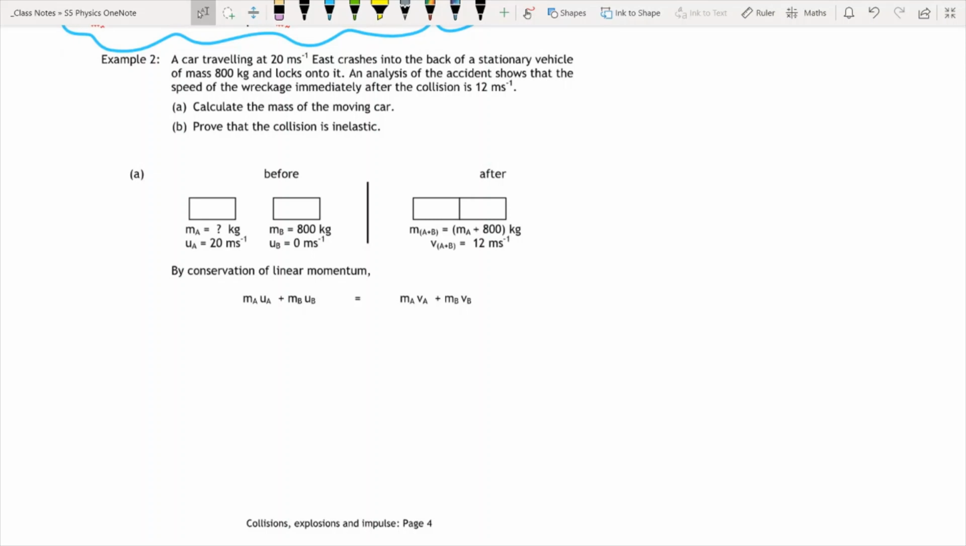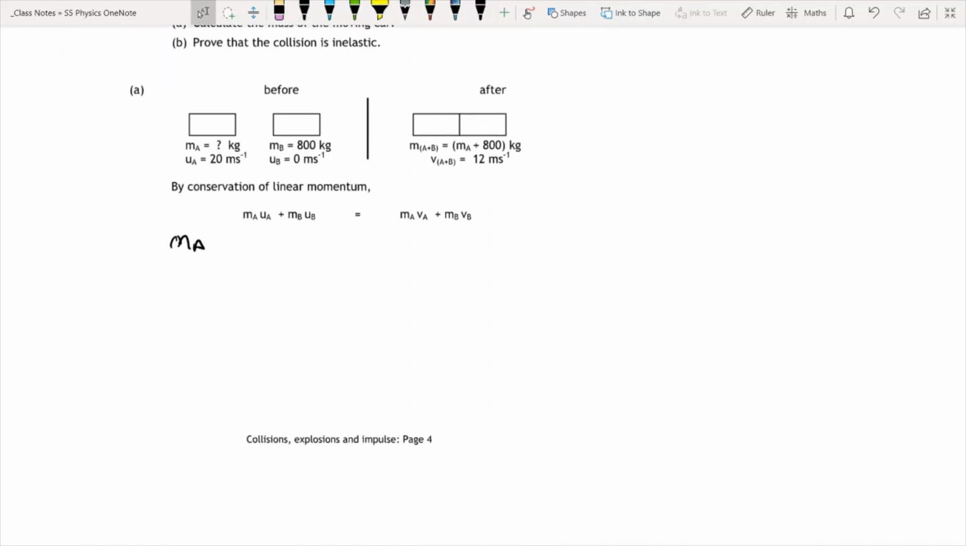So we need to use the conservation of linear momentum, i.e. the momentum before equals the momentum afterwards. So the mass of A times the initial speed of A. MA we don't know, so we just keep that as MA, that's our unknown, times 20, plus the mass of B, which is 800, times the initial speed of B, which is 0. Equals the mass of A times the final speed of A.